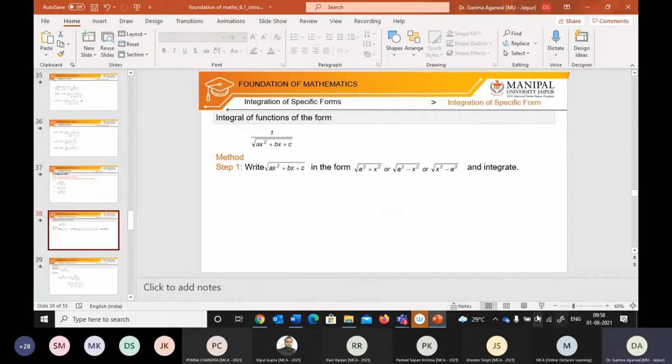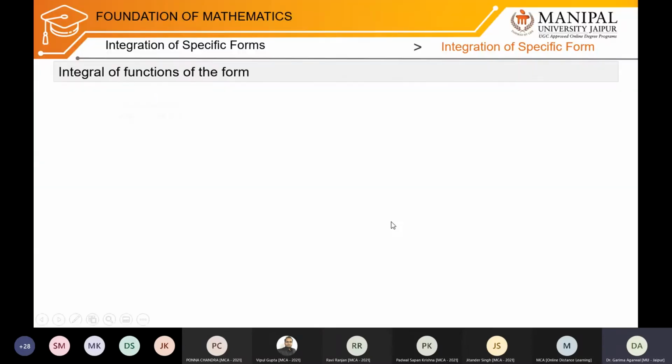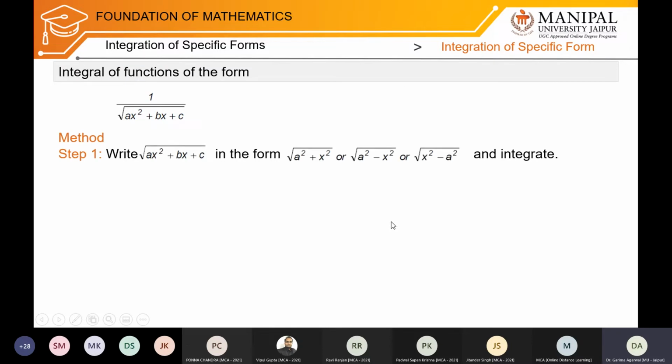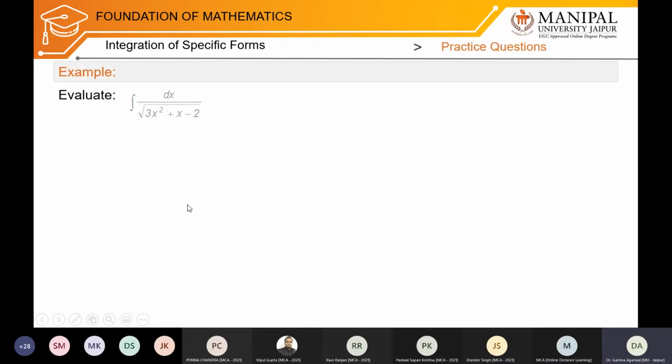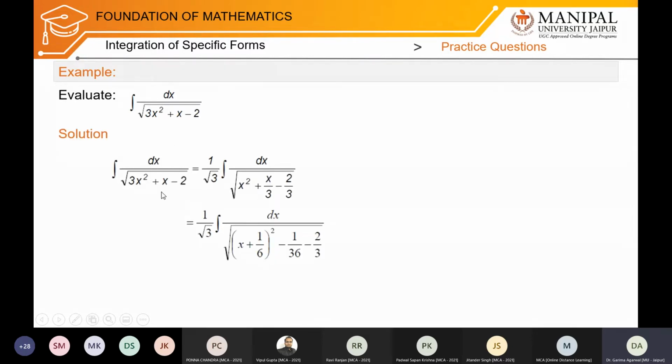Now let's start with one more form of integration, that is 1 upon root of (ax square + bx + c). Again we need to rewrite this term in the form of root of a square plus x square, or root of a square minus x square, or x square minus a square form, and then we integrate. For example, if the function is in that form, then we can integrate it by first of all reducing this denominator 3x square plus x minus 2 into this form, that is x square minus a square form.